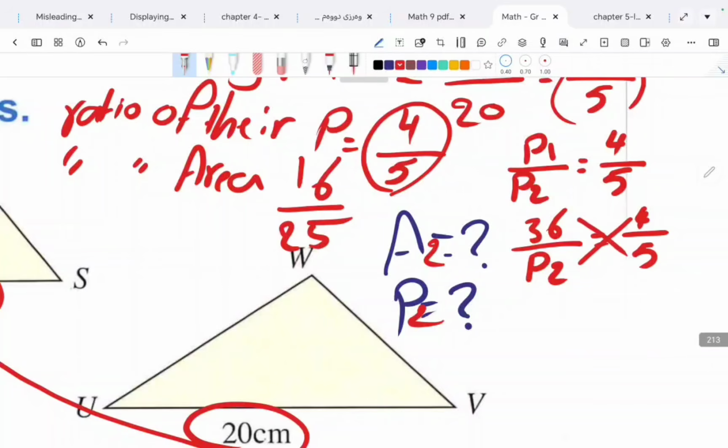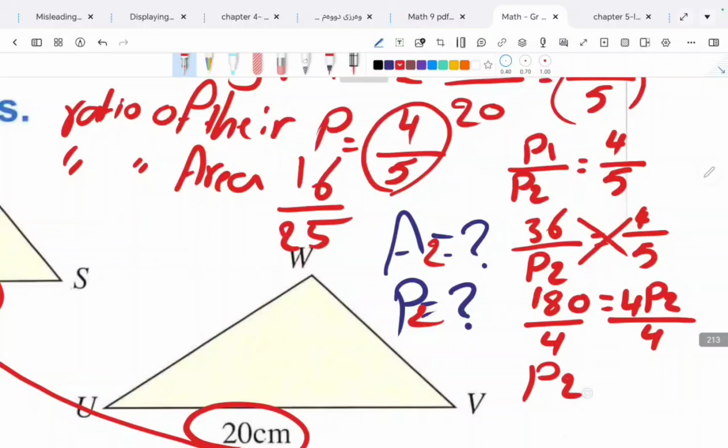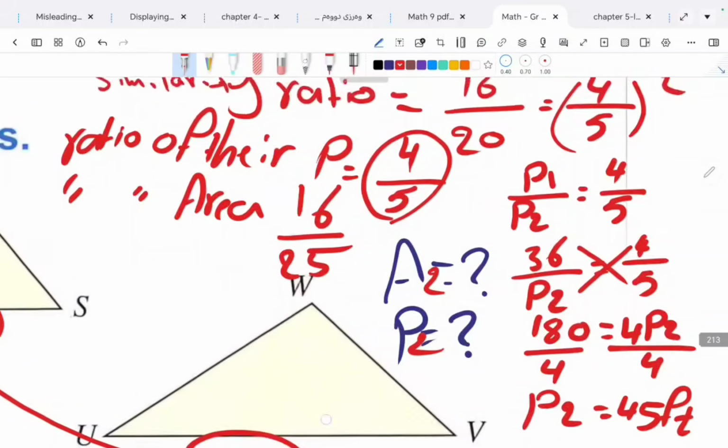Use cross product. 36 times 5 equals 180. 4 times P2 is 4 P2. How to get rid of 4? Divide by 4, divide by 4. P2, the perimeter of the second triangle, is what? 45 feet. The unit is feet.